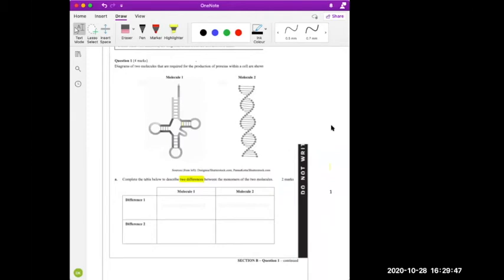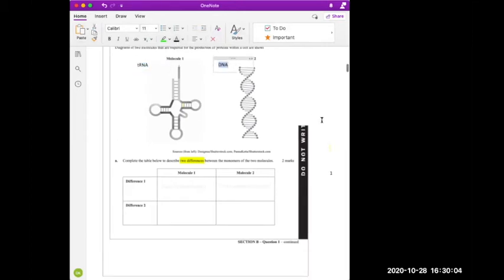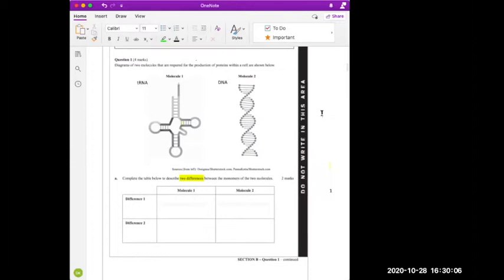So this question, they're showing the 2 molecules. Hopefully you can identify molecule 1 as being tRNA and molecule 2 as being just your classic DNA. And then when they're asking for 2 differences, all they're asking for are the differences between RNA and DNA. And these are things that you would know from Unit 1 and 2, also from earlier this year.